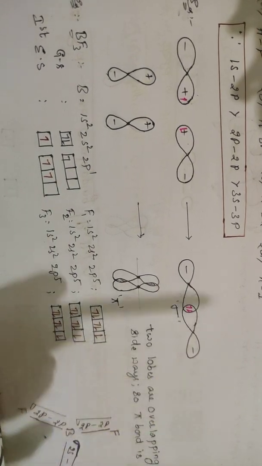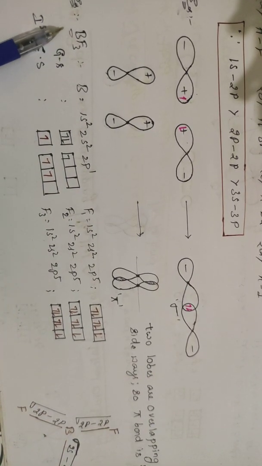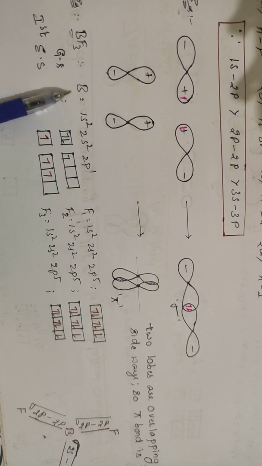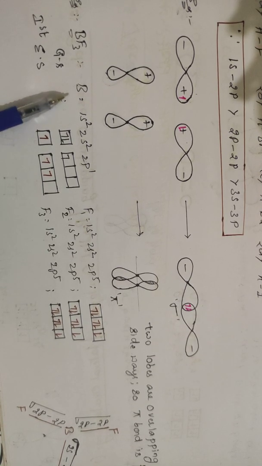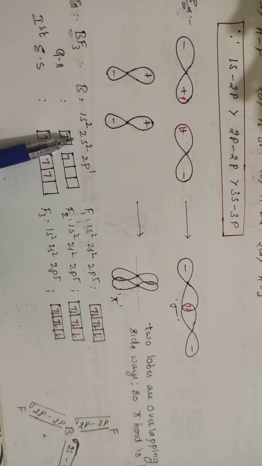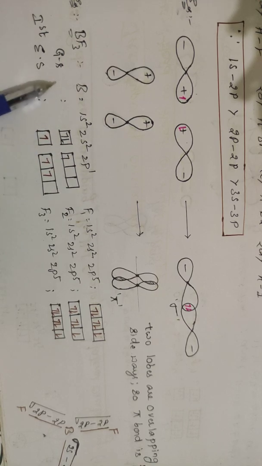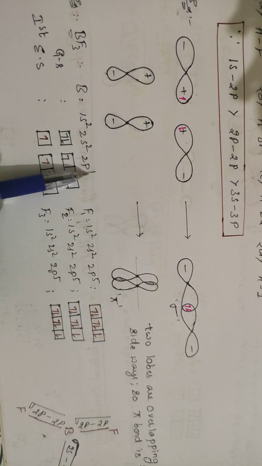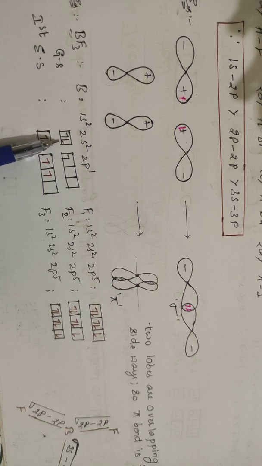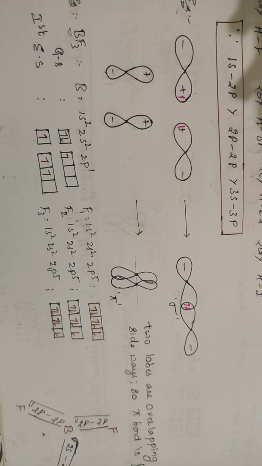Okay, students, let me take one example. BF3. If you take boron configuration, boron atomic number is 5. If I take this general configuration, it is 1s2, 2s2, 2p1. This is the ground state configuration. I am writing for the only valency shell. For 2s2 it is 2s2, 2p1 it is 1.